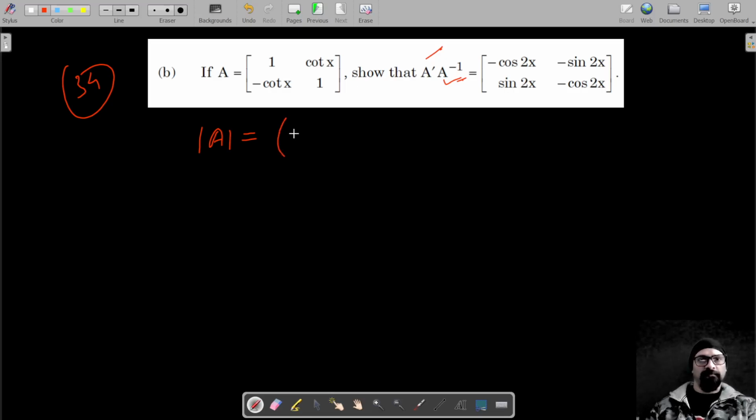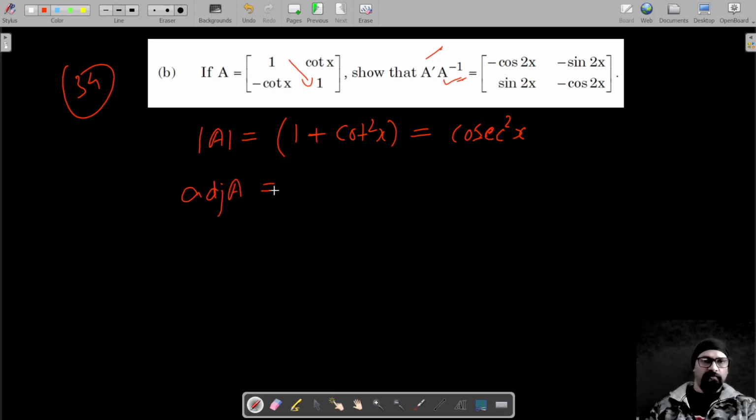So this is 1 into 1, minus of cot x into cot x, which is 1 plus cot square x. So the determinant of A is equal to 1 plus cot square x, and we know that this is equal to cosecant square x.